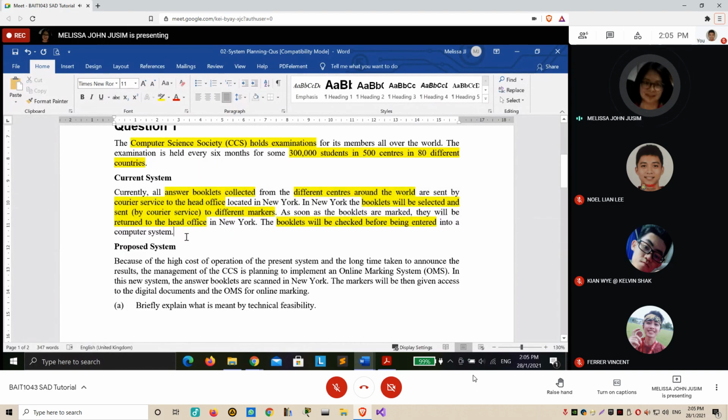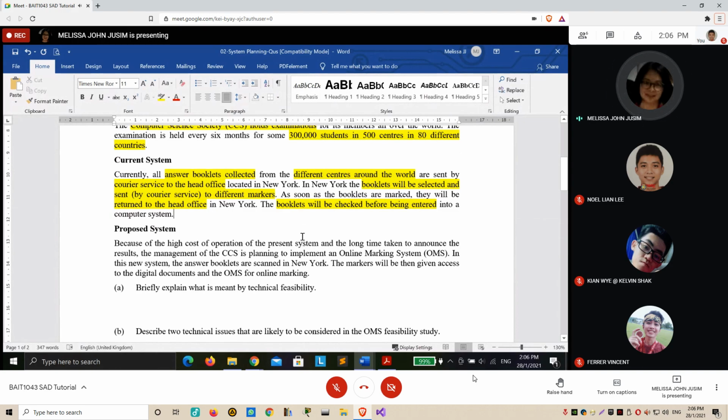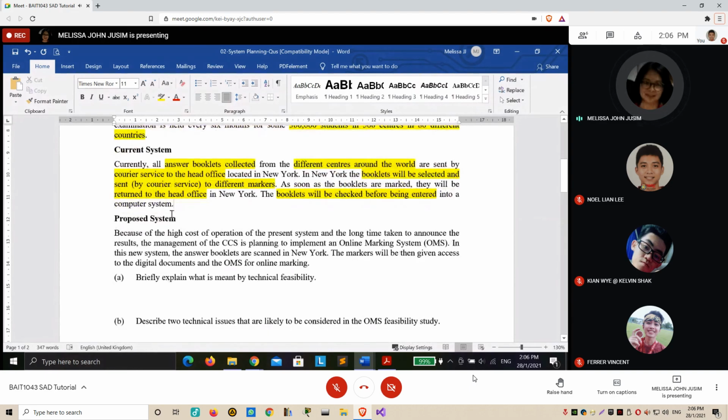What is the problem? The problem would be the existing system itself. Now, the Computer Science Society is proposing a new system. This is what I mentioned just now: high cost of operation, yes, definitely, and long time taken to announce the results. These are the two reasons, I believe, to reduce the cost and also for better performance. It takes a long time to announce the results.